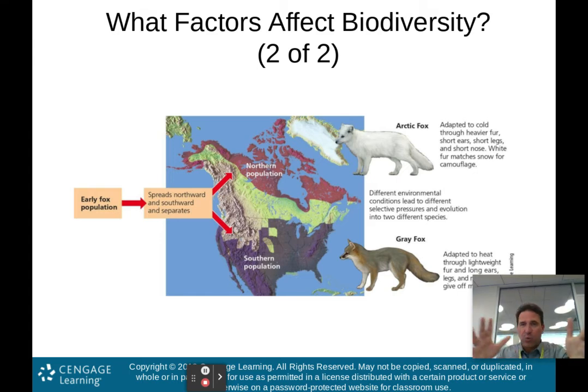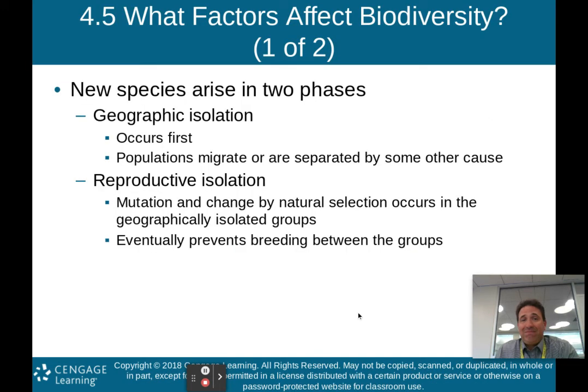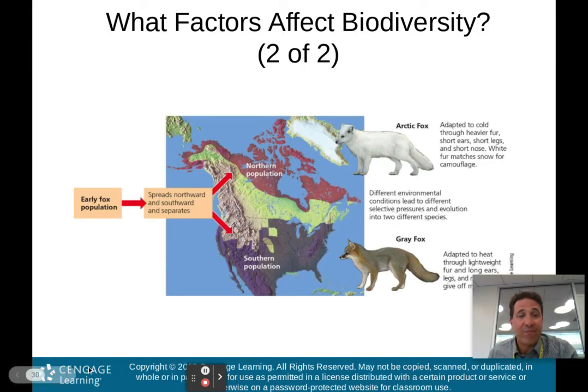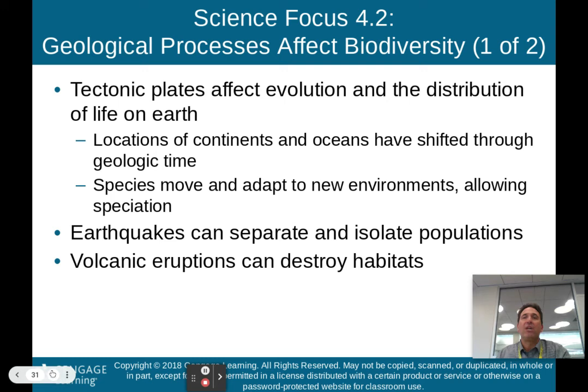And obviously other things were going on as well. And now you basically have two different species of fox, the Arctic fox and the gray fox. And that's more biodiversity. So this is how the biodiversity happened on planet Earth, through this natural selection because of either geographic or reproductive isolation.